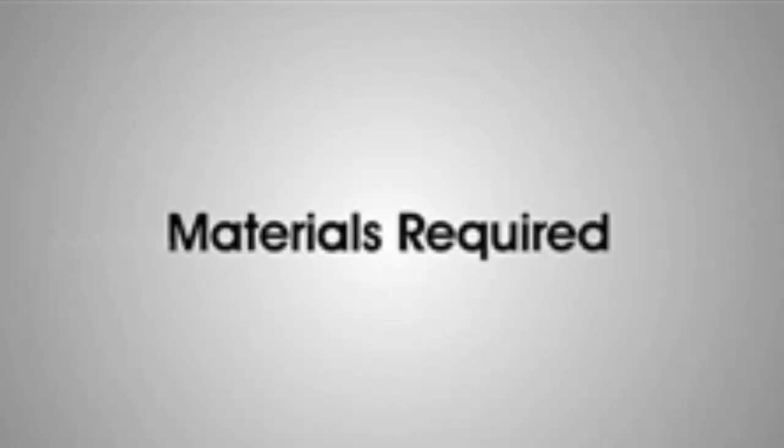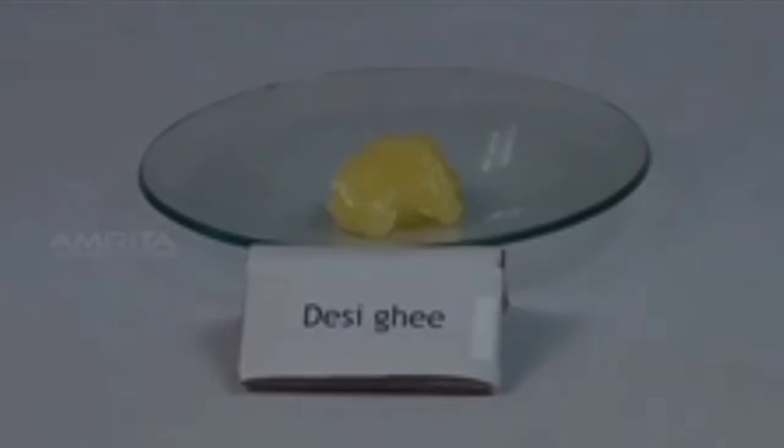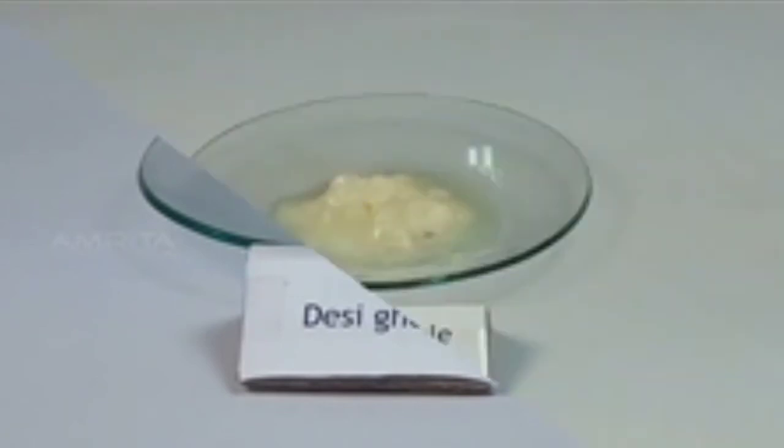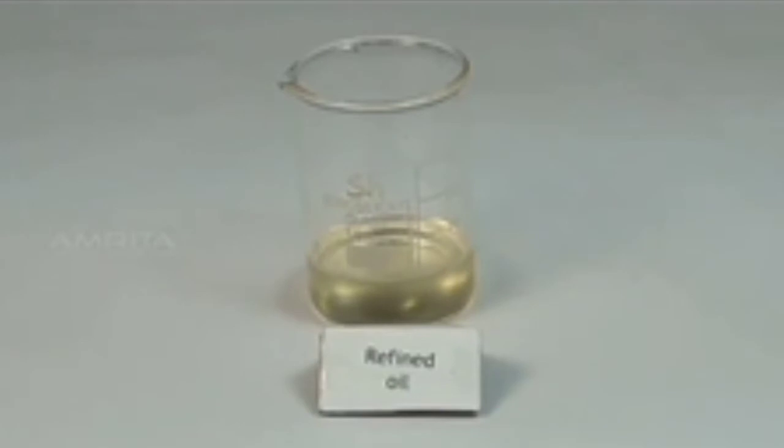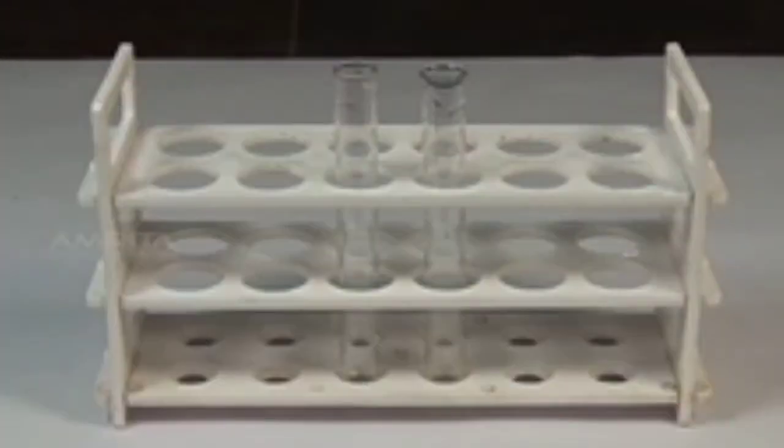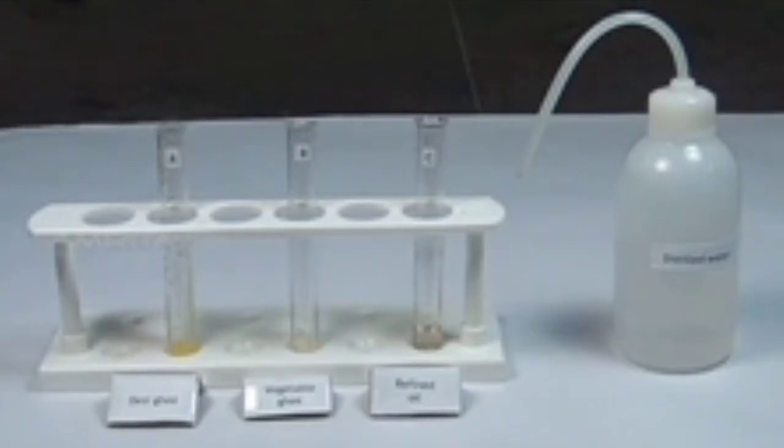Solubility with water. Materials required: desi ghee, vegetable ghee, refined oil, test tubes and distilled water. Procedure: take a small quantity of desi ghee, vegetable ghee and refined oil in 3 test tubes A, B and C respectively.